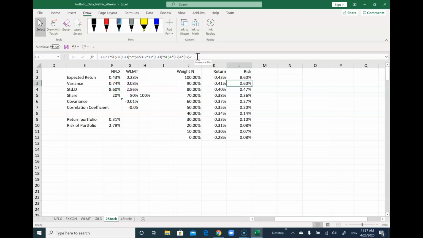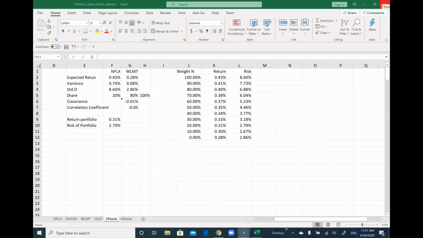Then you can see that the standard deviation of your portfolio is equal to the standard deviation of the Netflix stock in this case. And then double click this, and you can see all the variances change to a standard deviation.